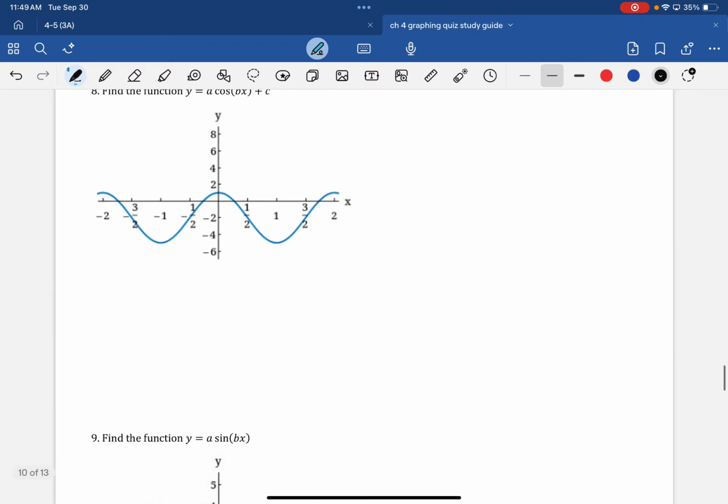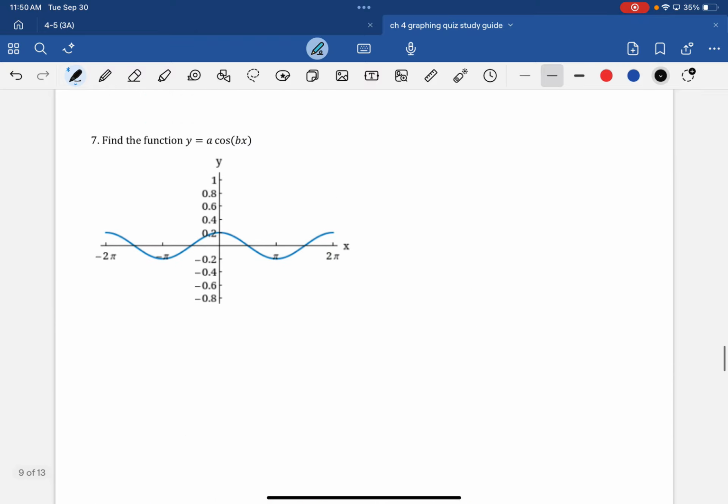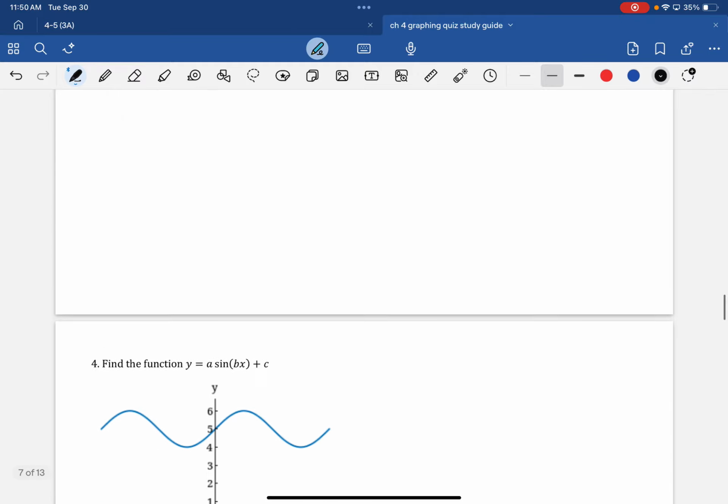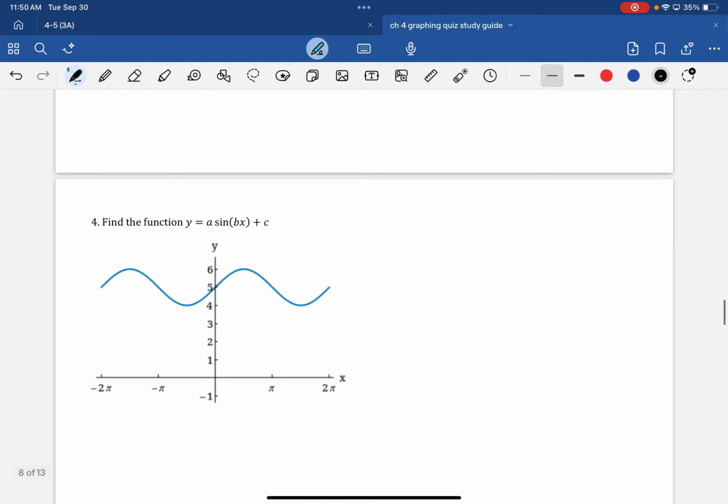Maybe you guys can try question 4. I think it's good. Okay, find the function y equals a sine bx plus c. B here is 1. Okay, well, we're only going to cover that later in a few minutes. But so find the maximum, find the minimum, find the amplitude, find the average line.